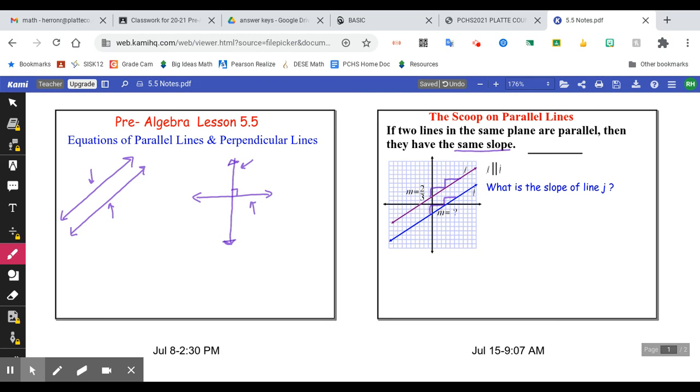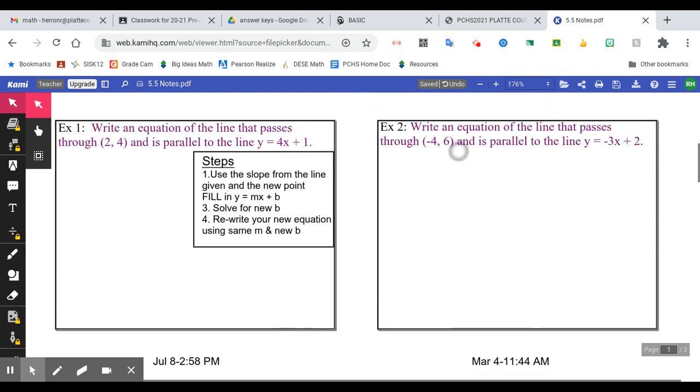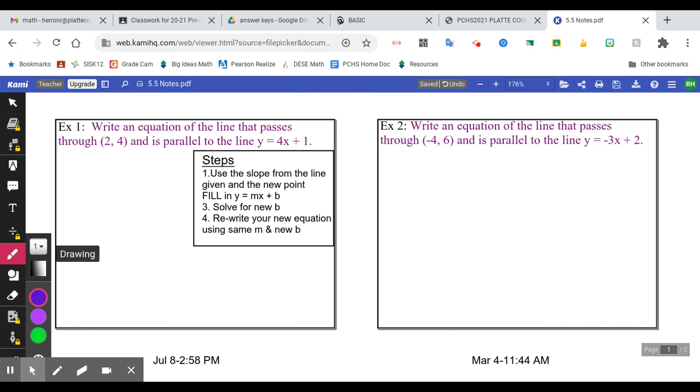So what is the slope of line J if it's parallel to line L? Well, the slope would be exactly the same, 2/3. Okay, so parallel lines have the exact same slope every single time. All right, they never ever cross, so they have to keep rising at the same rate. All right, so let's use that to help us write equations. If you need to write an equation of a line that passes through point (2, 4) and is parallel to the line y = 4x + 1.